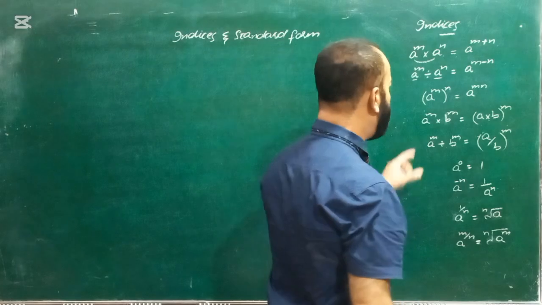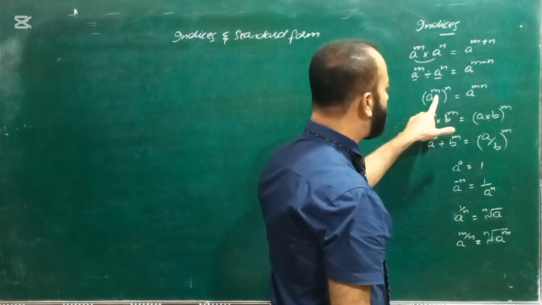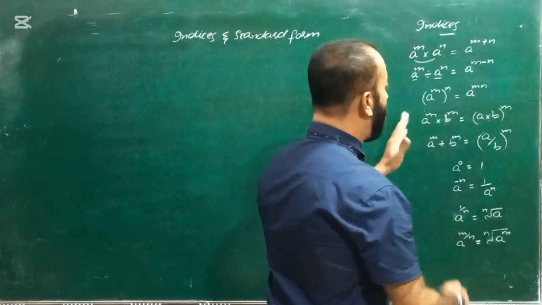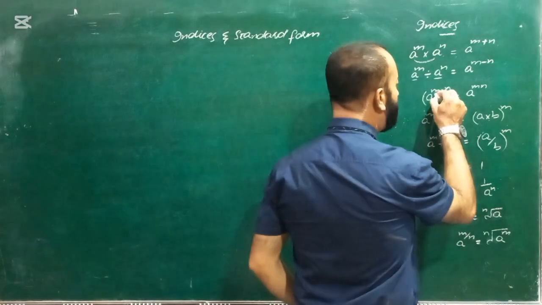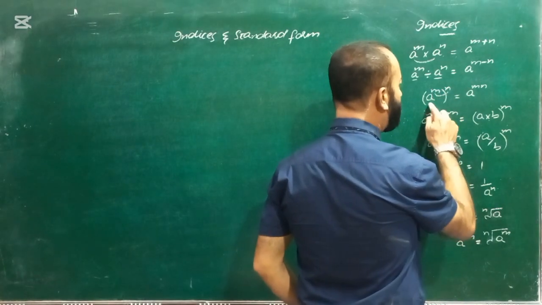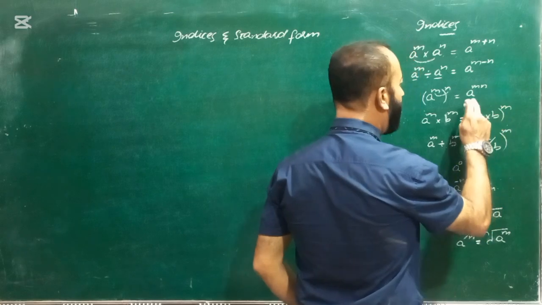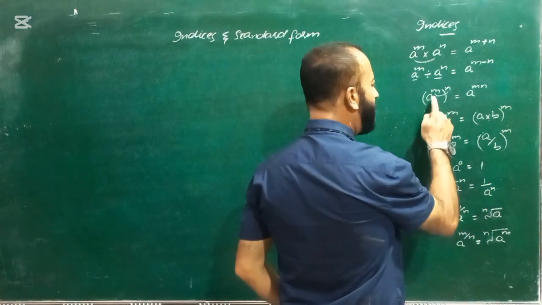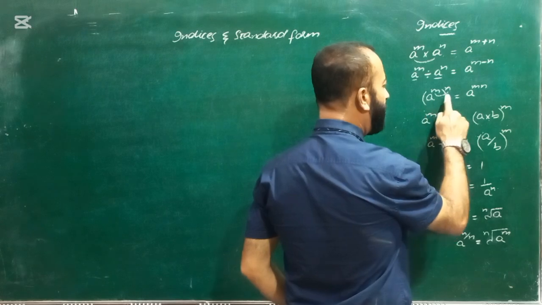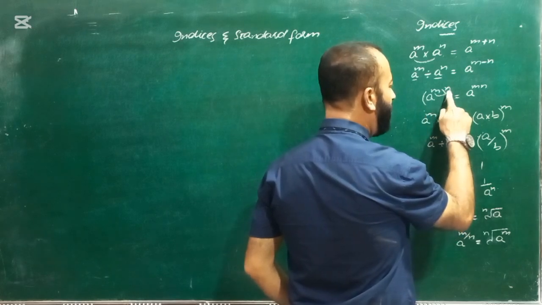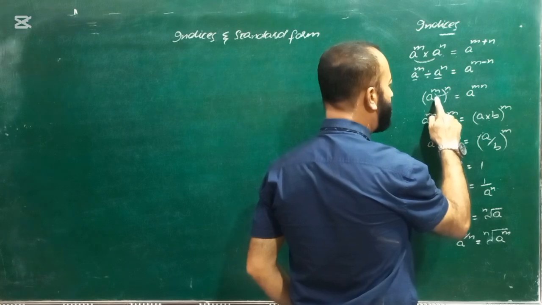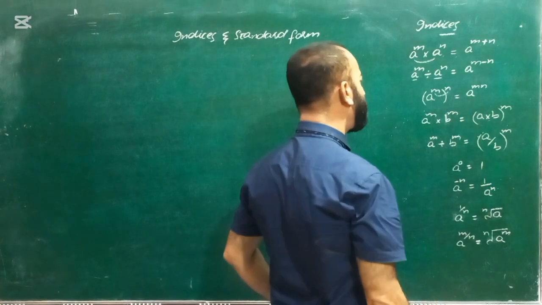The next rule is if a raised to power m is given inside the bracket and there is a power on the bracket, these two values will be multiplied with each other. So a raised to power mn will be the answer. Listen again. If a raised to power m is given inside the bracket and there is a power on top of the bracket, these two values will be multiplied. So the answer will be a raised to power mn.